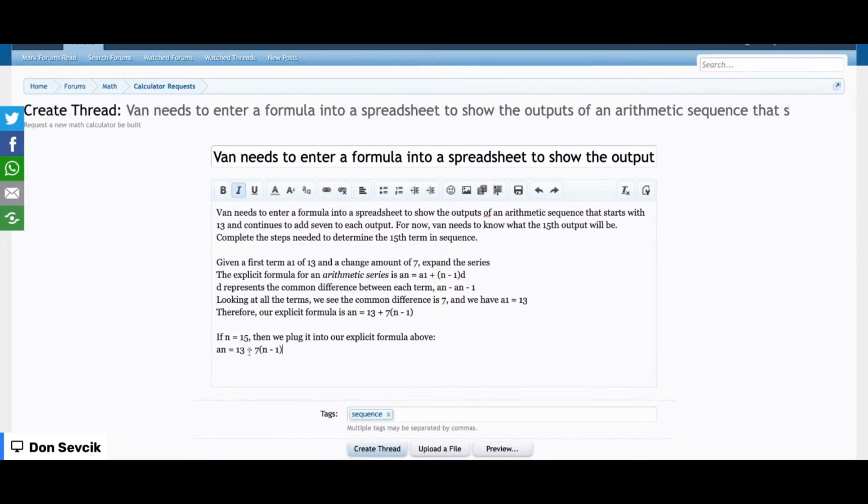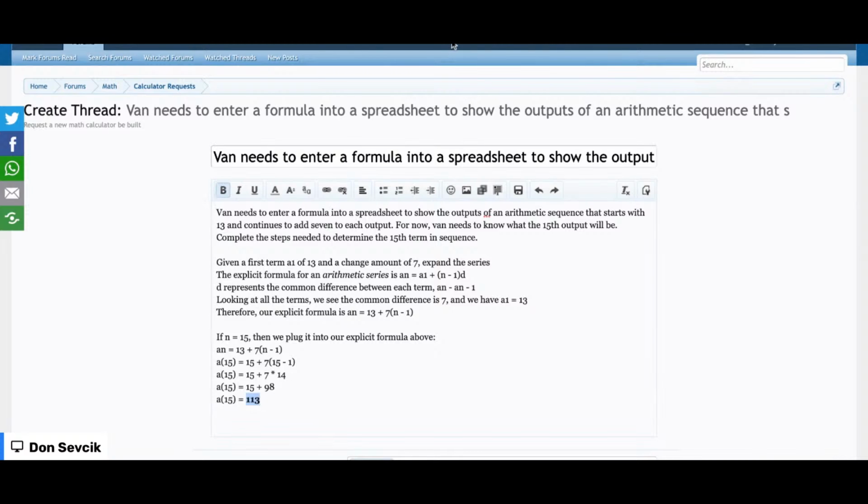In this case, a sub 1 is 13. A sub 15 equals 13 plus 7 times 15 minus 1. A sub 15 equals 13 plus 7 times 14. A sub 15 equals 13 plus 98. A sub 15 equals 111.